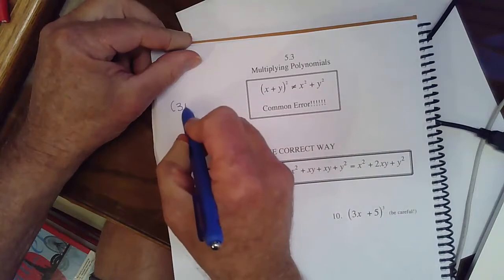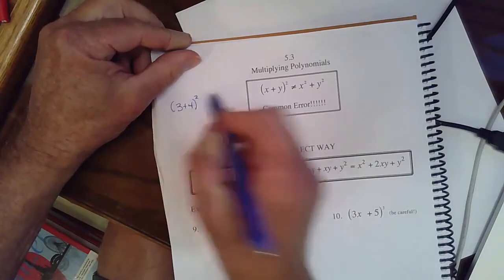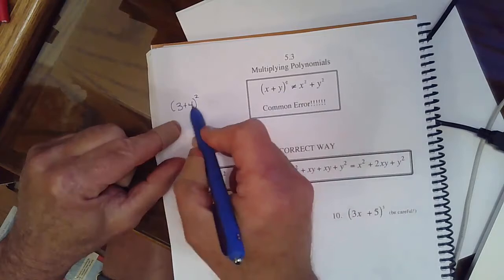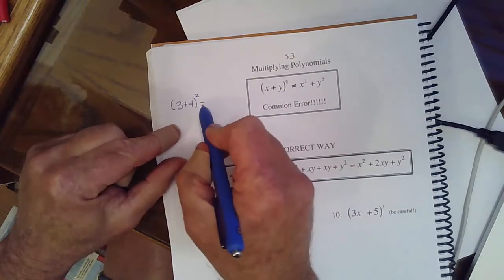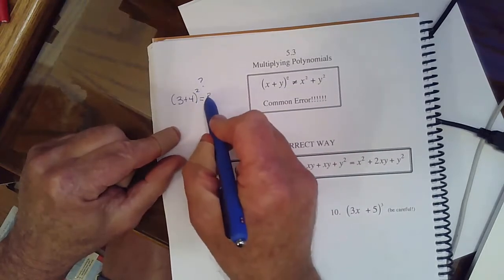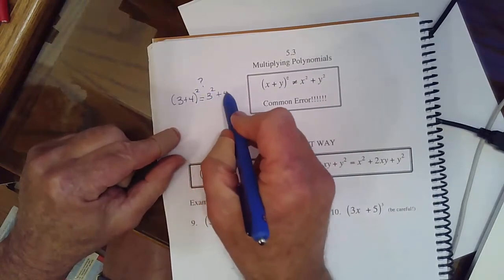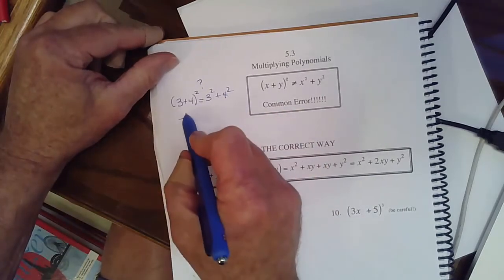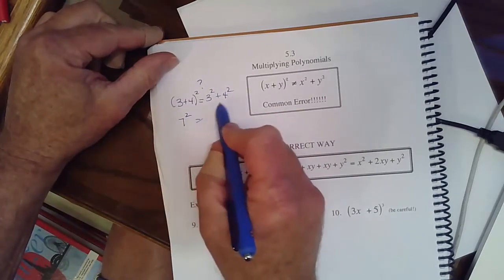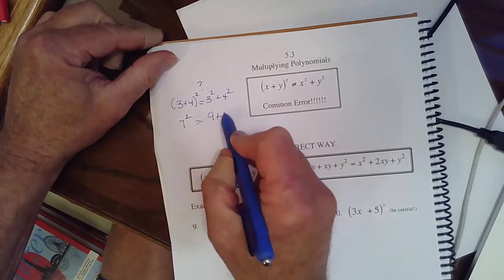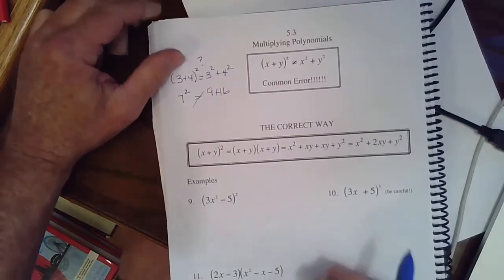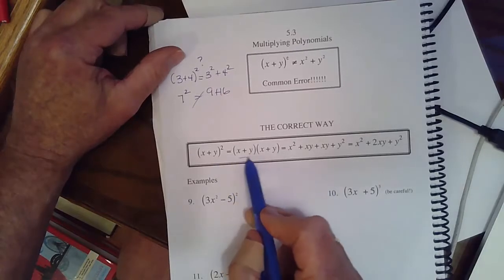Let's say it's 3 plus 4 and you square it. Let's say you want to make that x squared, y squared, 3 squared, question mark? Is it 3 squared plus 4 squared? I know the left-hand side is going to be 7 squared, which is 49. Is this 49? Yeah, no, far from it. It doesn't work.